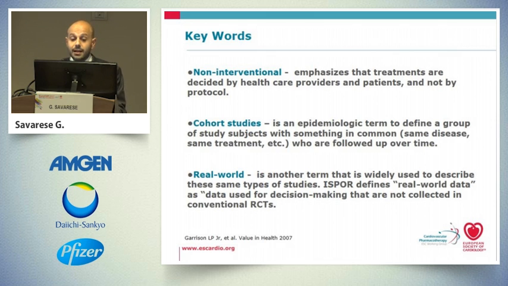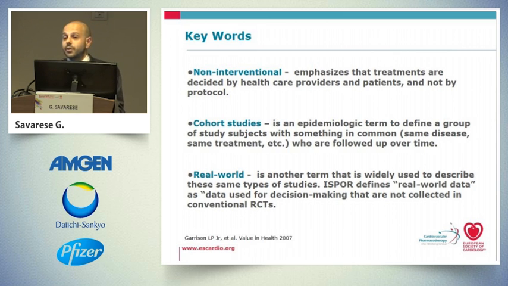They are cohort studies. That's an epidemiological term to define a group of study subjects with something in common who are followed up over time. And they are real world. This word is usually used to make a difference between observational studies and randomized clinical trials.